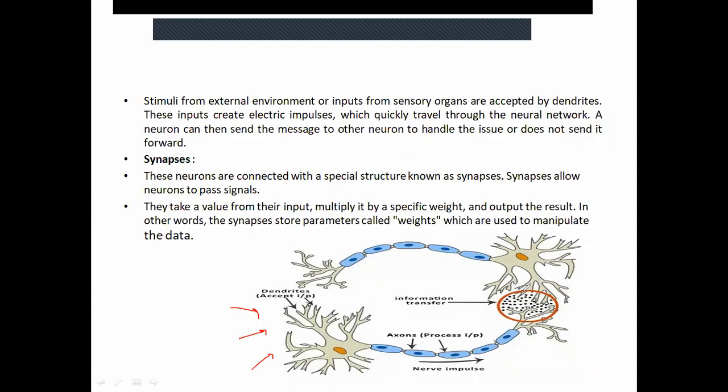This is the dendrite of the second neuron. In between these axon terminals and this dendrite, there is a space. That space is called the synapse. Okay, so what happens over here, under this gap, is that this electrical signal is being changed to a chemical signal.